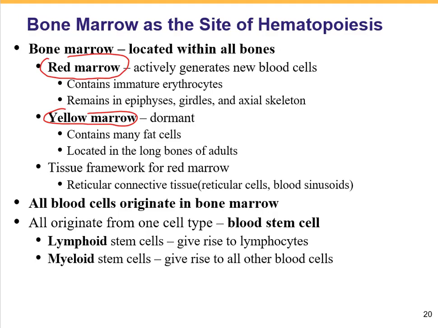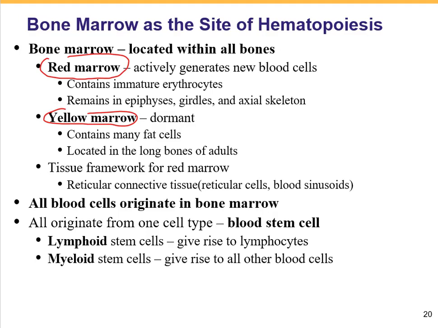Okay, now let's go back and look at yellow marrow. Yellow marrow is considered dormant because it's not actively producing blood cells. It makes blood cells only in emergencies. Instead, yellow marrow is filled with fat cells. That's the reason it looks yellow in color, because it's mostly composed of adipocytes or fat cells.